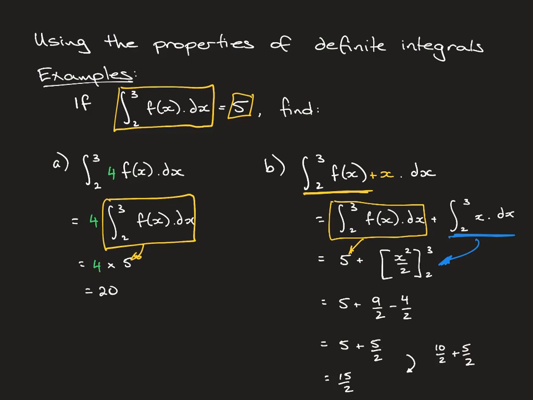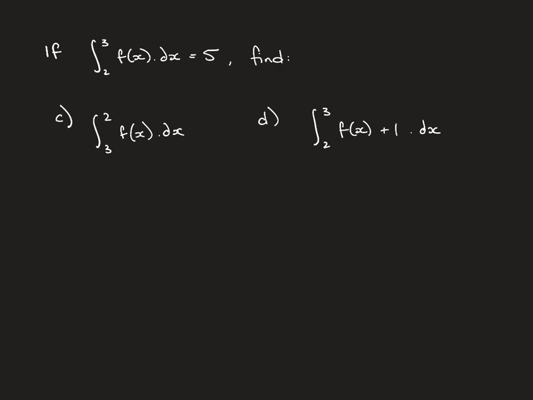Let's have a look at some more. So sticking with our same integral, from 2 to 3 of f of x is 5. Find the integral from 3 to 2 of f of x. So the terminals are swapped here. When we swap the terminals, the magnitude is the same, so the answer is going to be 5, but because the terminals have swapped, we're going to have a negative symbol in the front, so it's going to be minus 5.